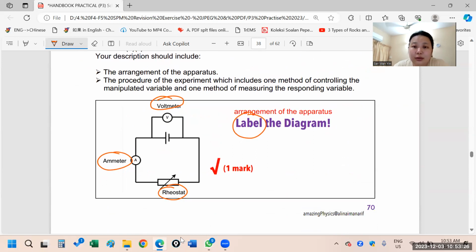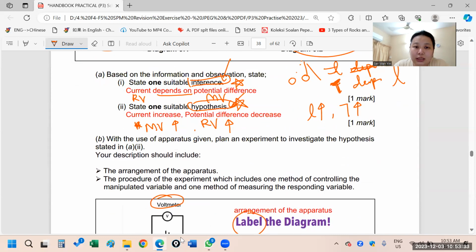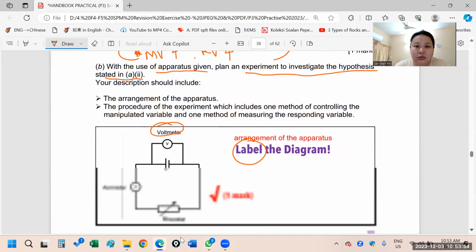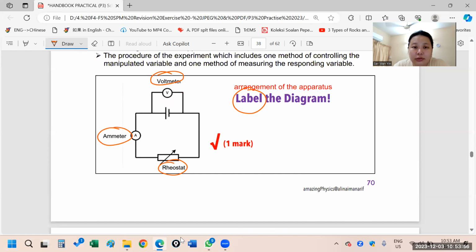For the arrangement of the apparatus: by using the apparatus given, plan an experiment to investigate the hypothesis. The hypothesis is current increases, potential difference decreases. This is Ohm's law, okay? So we arrange everything. Don't forget to add your rheostat.